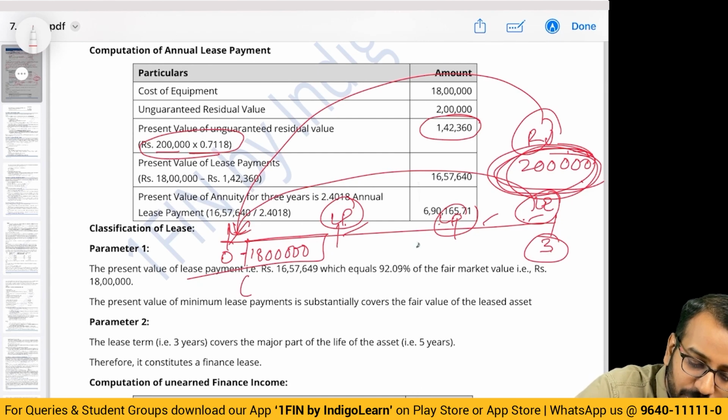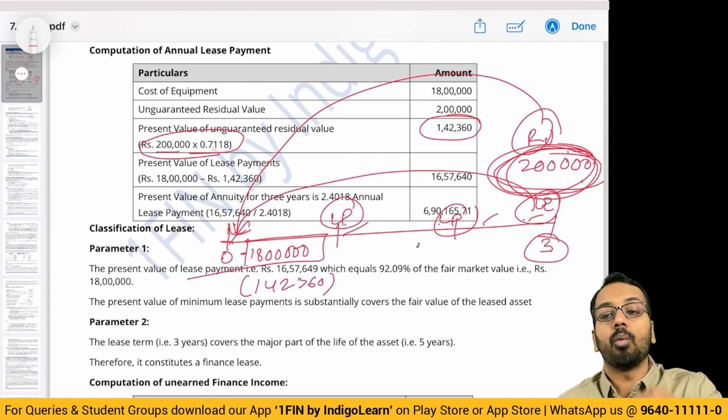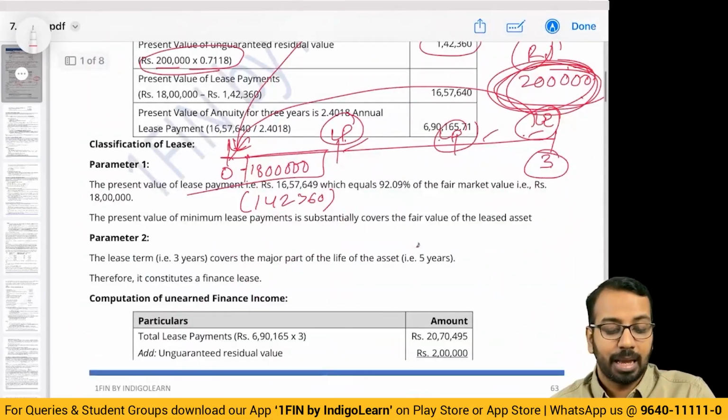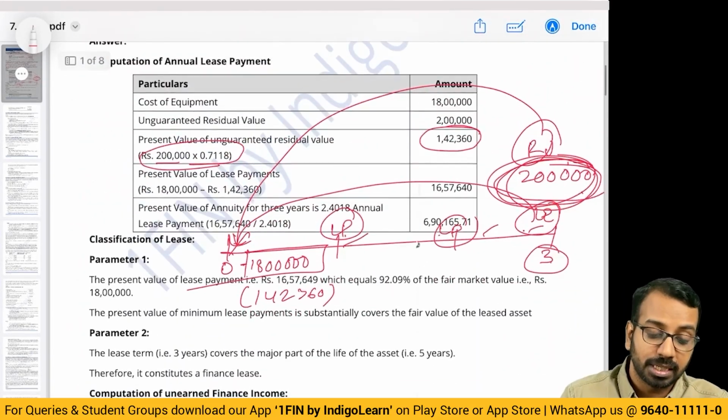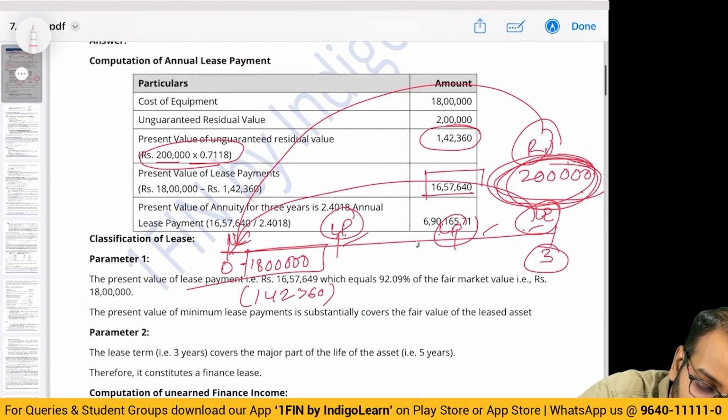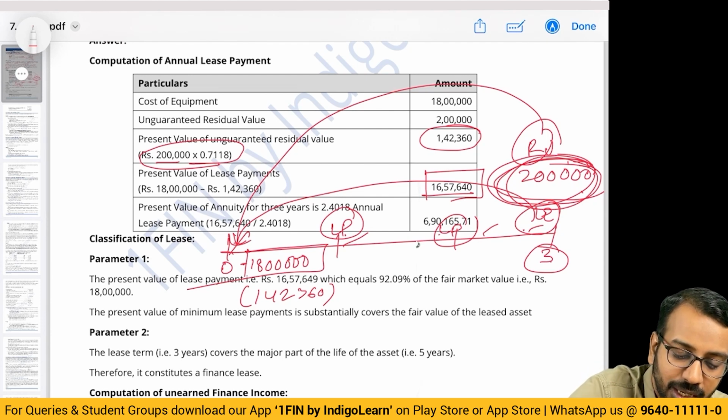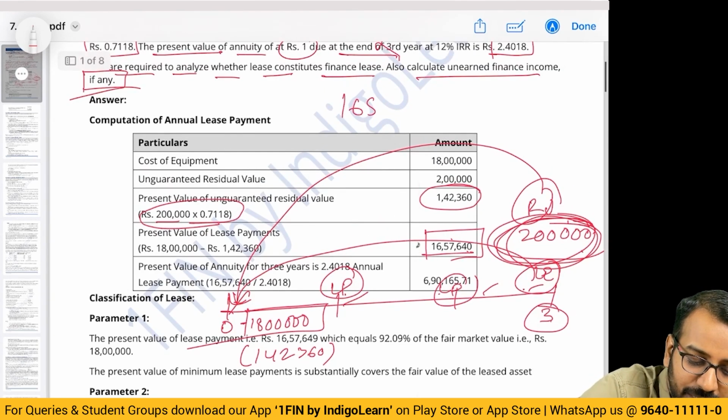In the same value terms, I am getting back 142,360. So the net amount to be recovered from the lessee is 16,57,640. I am repeating this.